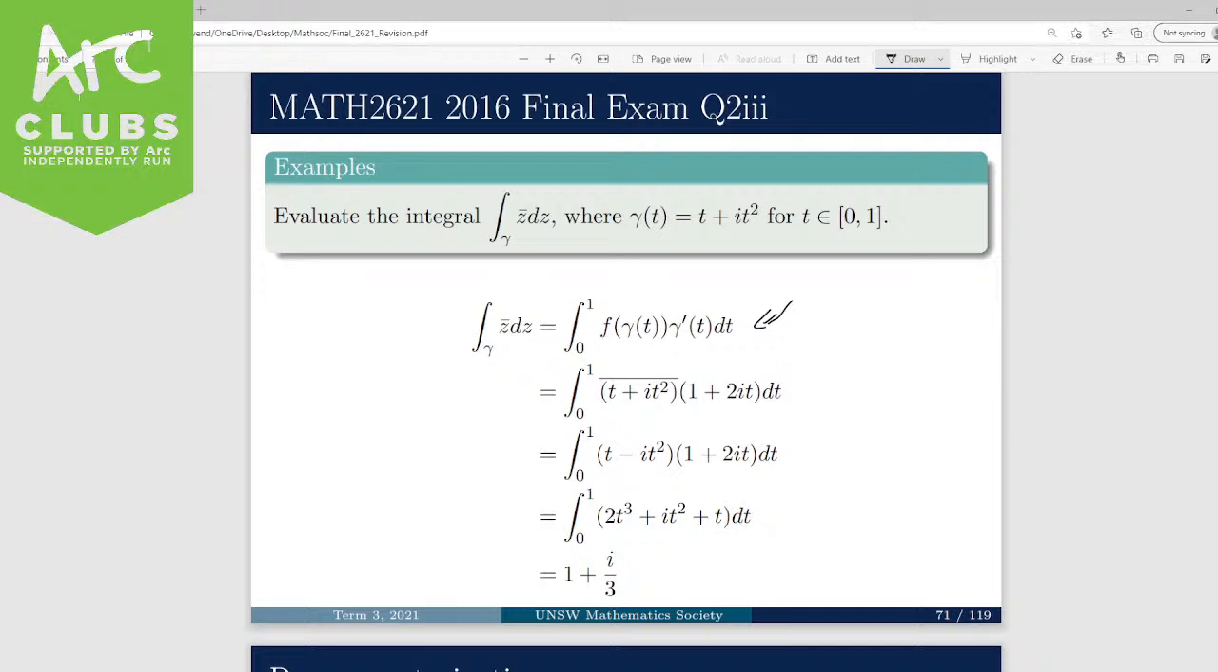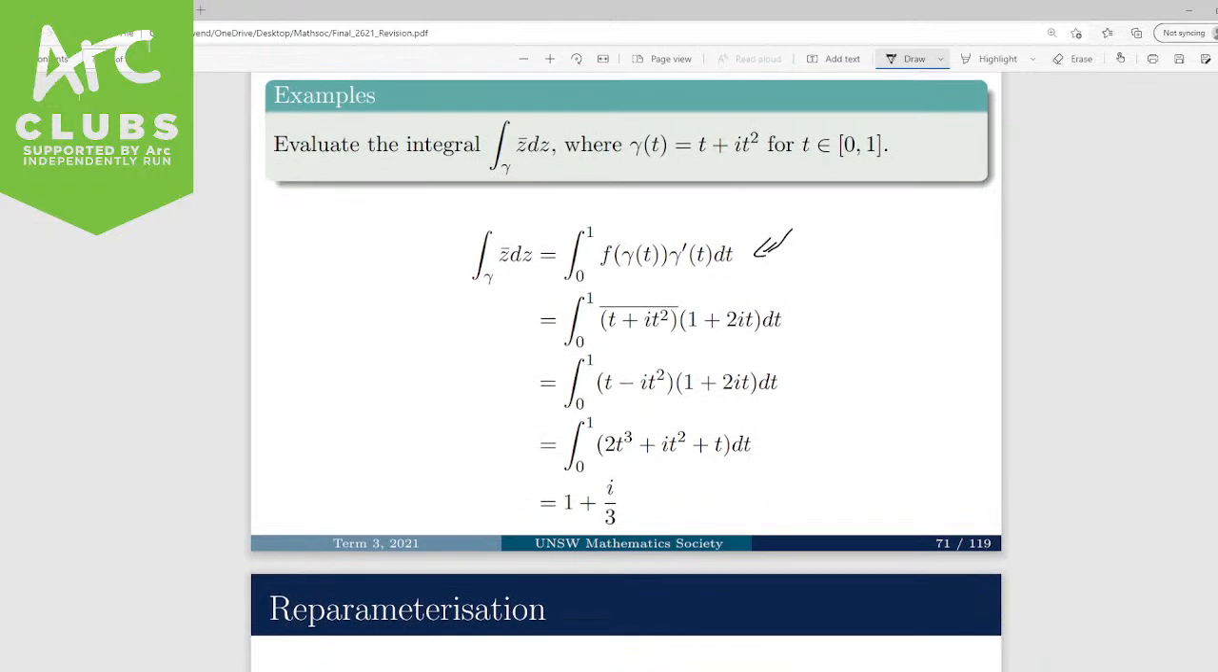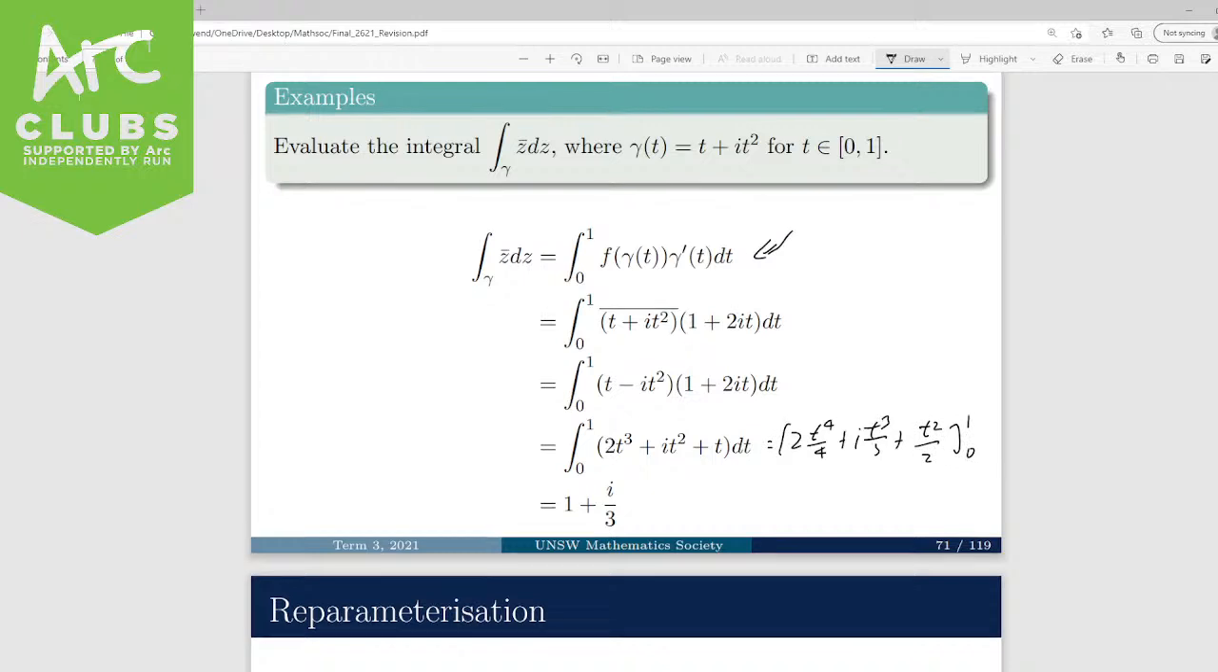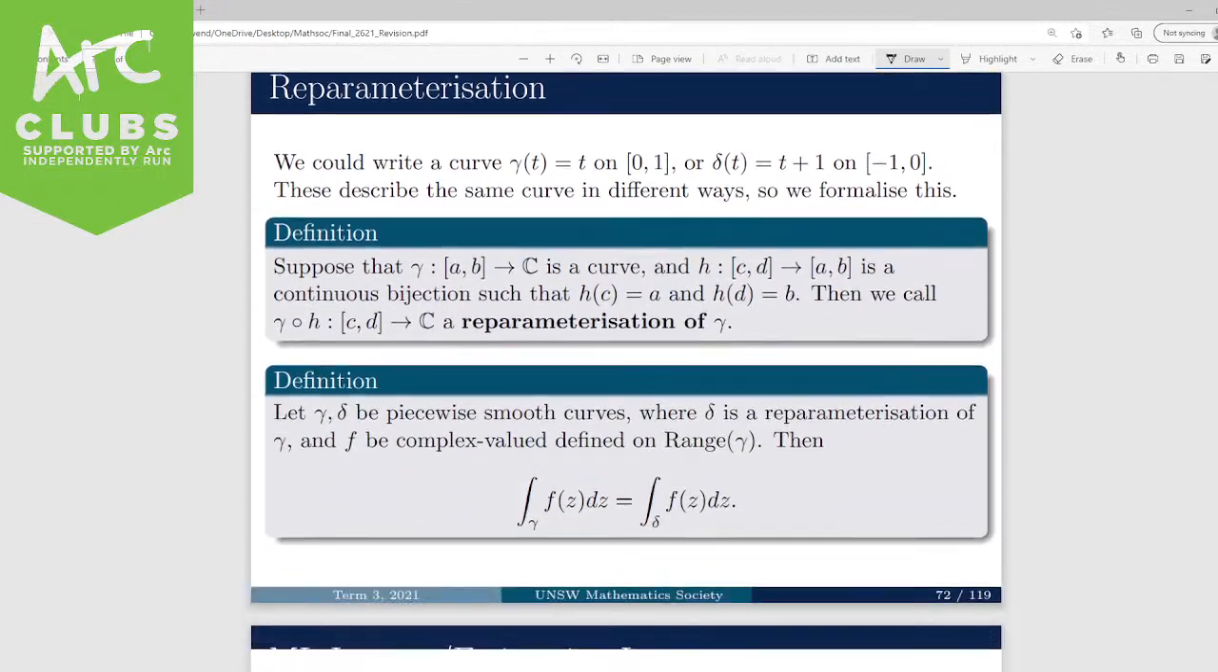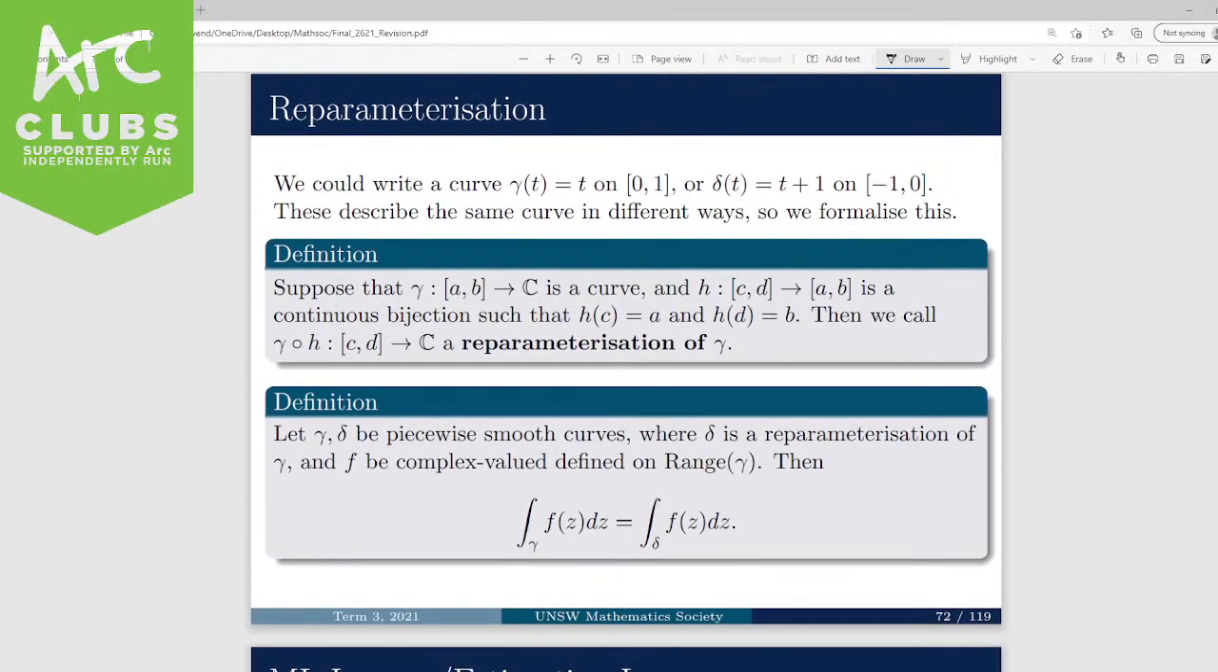So when you take the conjugate of t plus it squared, it's just t minus it squared. Just treat the t there as a real number. Do a little expansion, and that should be a reverse power rule. So that would be t to the power 4 on 4, then you have t cubed on 3. Remember, i is just a constant, and t integrates to t squared on 2. So sub all that stuff in, and you'll get your lovely 1 plus i over 3. So that was just demonstrating how the complex line integral works out really well.